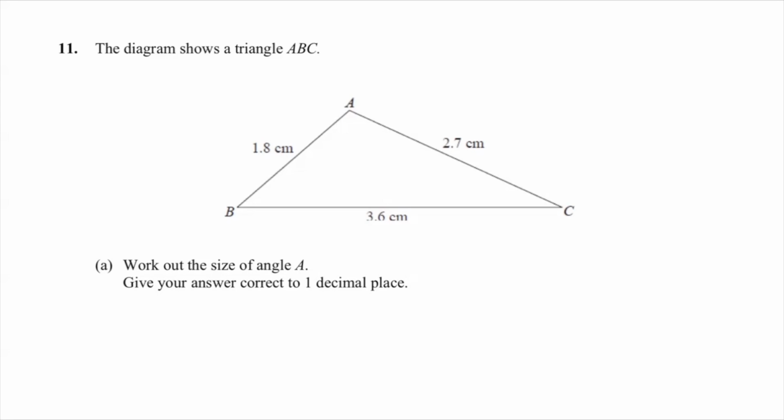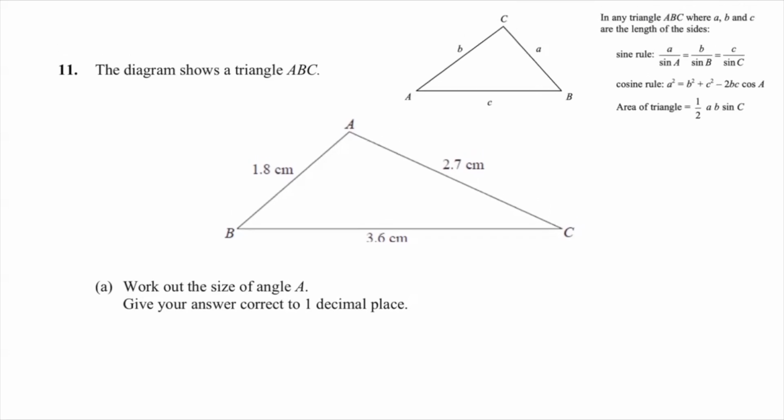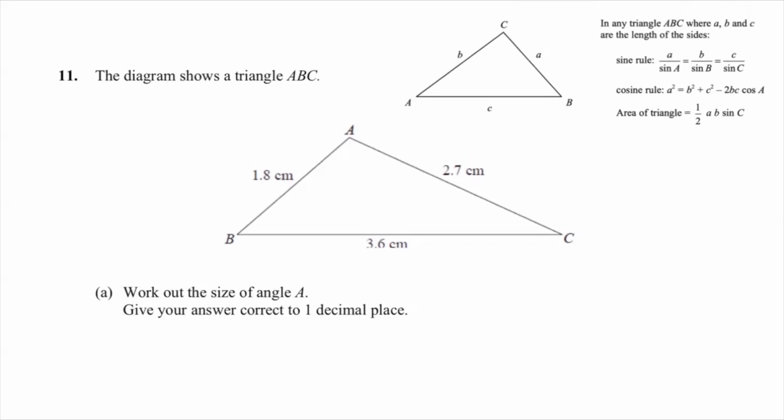Okay, so question 11 is showing a triangle, ABC. We've got to work out the size of angle A correct to 1 decimal place. Now, this is not a right-angled triangle. So this is going to be our advanced trig. Now, look at the formula sheet. Okay, I'll just bring that down so that we can see it clearly. The formula sheet has everything that you need.